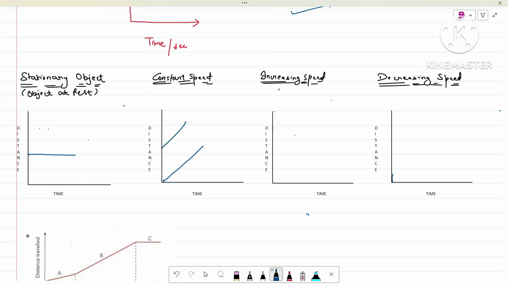Increasing speed: again, speed is given by gradient. Increasing speed means increasing gradient, so this graph will be for increasing speed. Decreasing speed means decreasing gradient, so this will be the graph for decreasing speed.